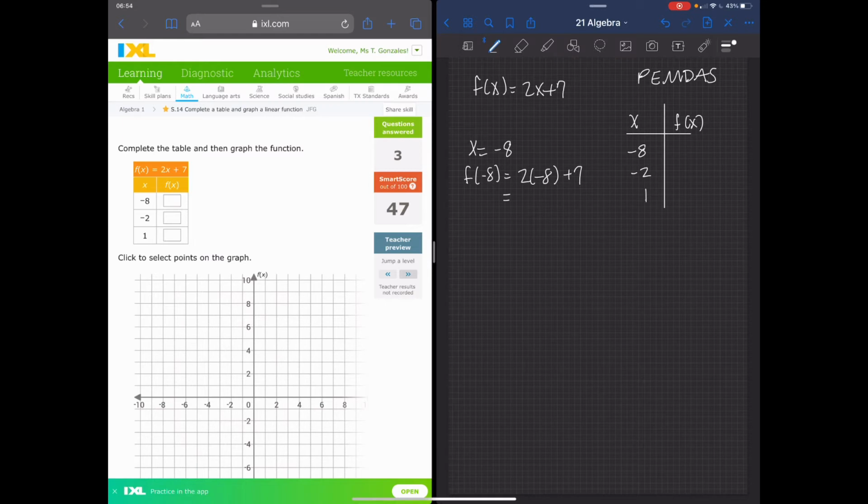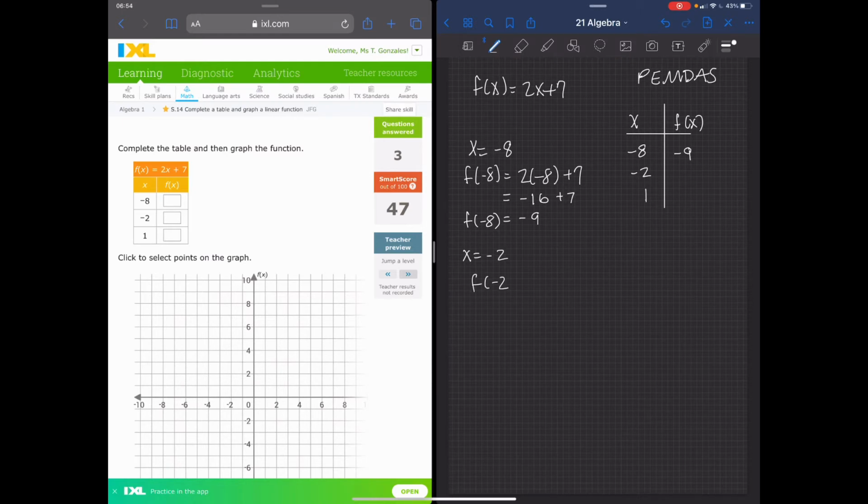So 2 times -8 is -16 plus 7. So I get -9. It's going to be my y value. So f of -8 is -9. Then I have x equals -2.